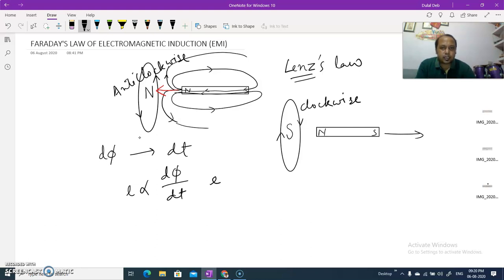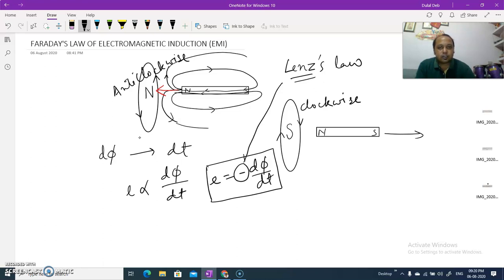Here the constant term here is 1, but we put a negative sign here. We write d phi upon dt with a minus sign just to accommodate the Lenz law in the Faraday's law. This minus sign is because of the Lenz law, where he says that the direction of induced EMF or current will be such that it opposes the cause which produces it. So I hope this is very clear to you.